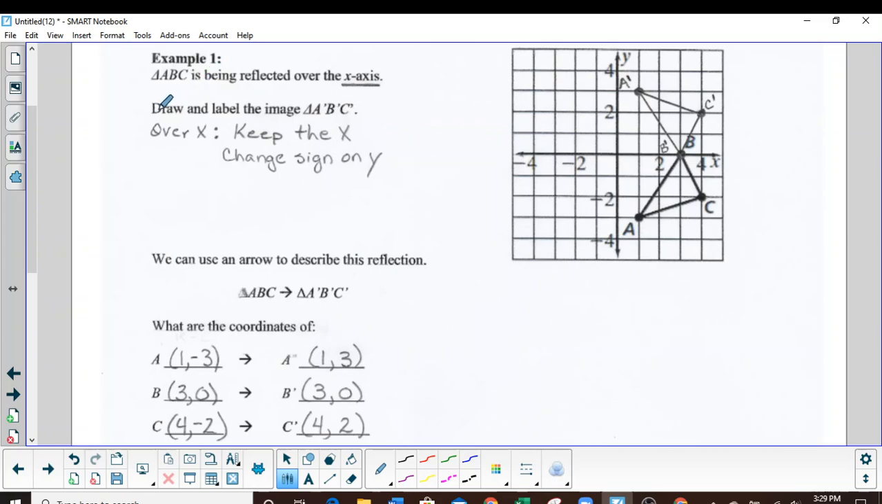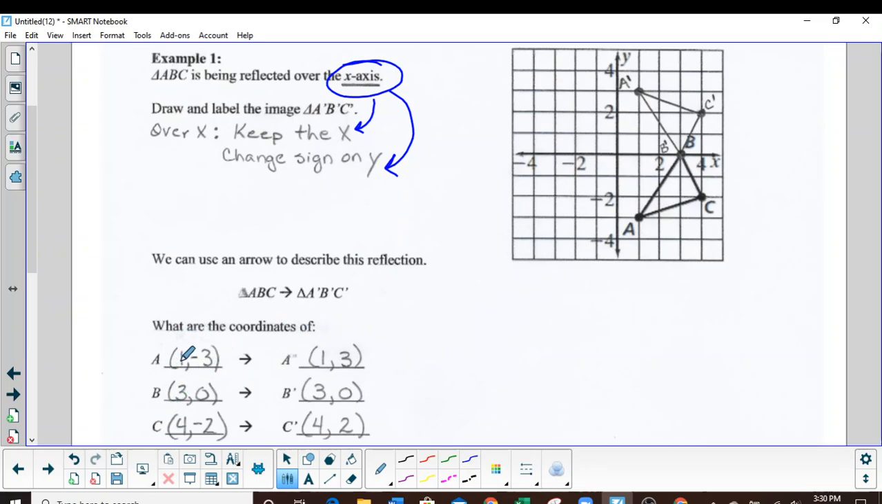Okay, so let's look. Here's the original A, B, C. If you look, A is at 1, -3, B is at 3, 0, and C is at 4, -2. Okay? When we are reflecting over the x-axis, you're going to keep the x exactly like it is, and you're going to change the sign of the y-coordinate. Okay? So look how we did this.